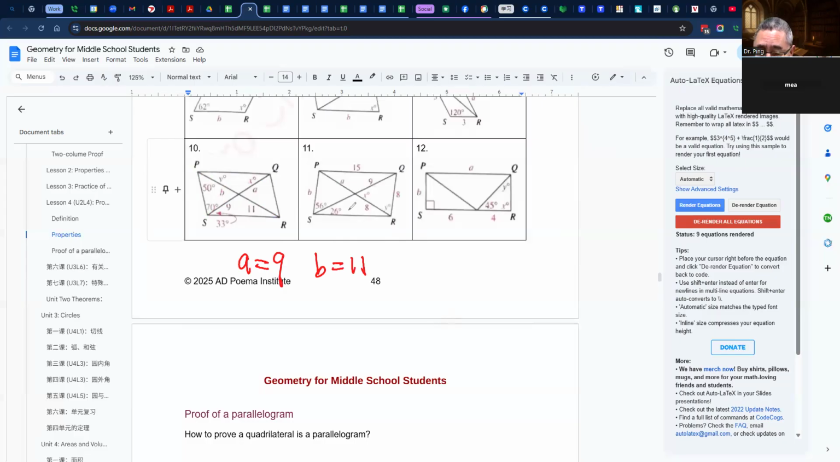Okay, very good. So now we just need to figure out, well, we know this is 33, and X here is basically the alternate interior angles. So therefore, X is equal to 33. And now we're trying to figure out Y. Well, we know Y is congruent to here.